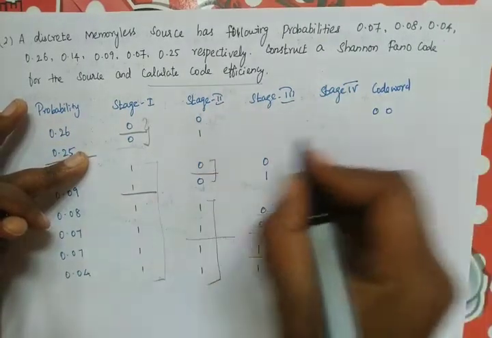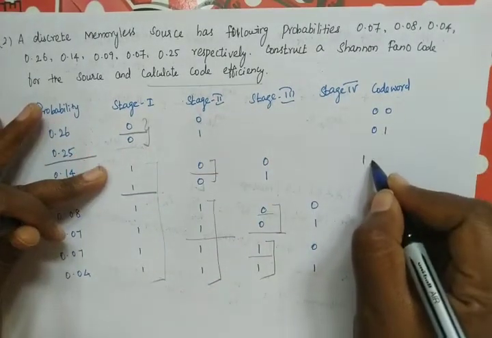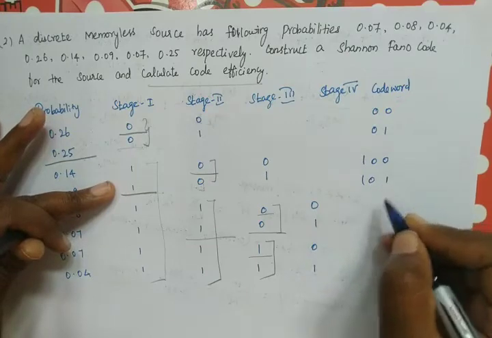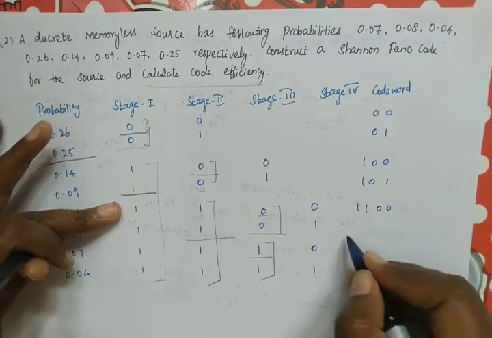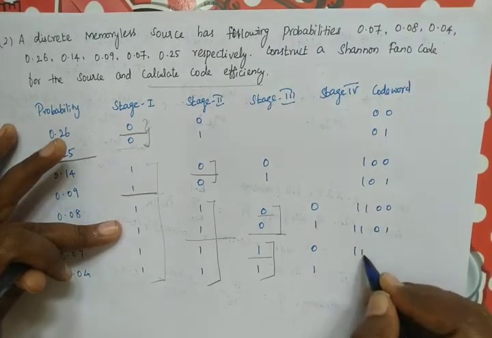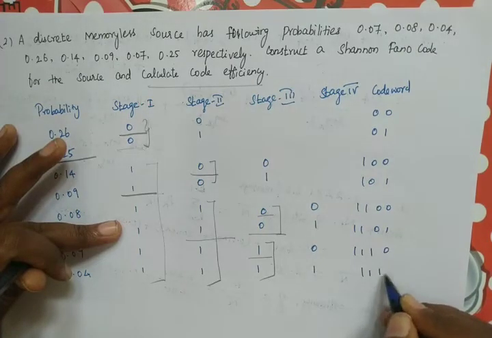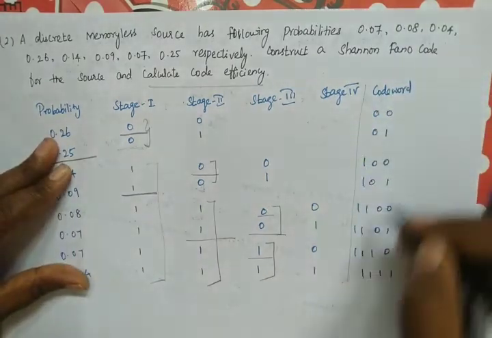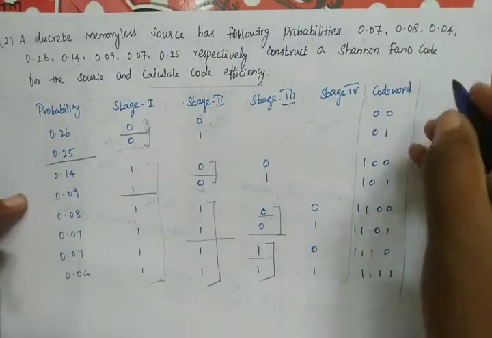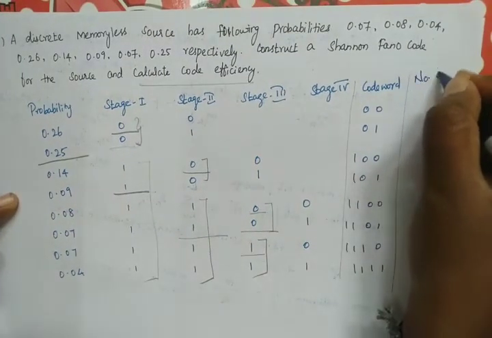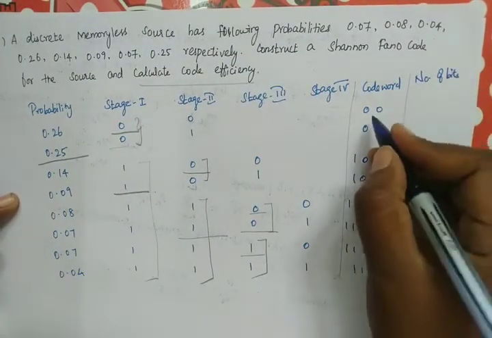0, 0, 0, 1, 1, 0, 0, 1, 0, 1, 1, 1, 0, 0, 1, 1, 0, 1, 1, 0, 1, 1, 1, 1. So this is code word. And what is the next step? Next is we have to write the number of bits. So what is the number of bits here?